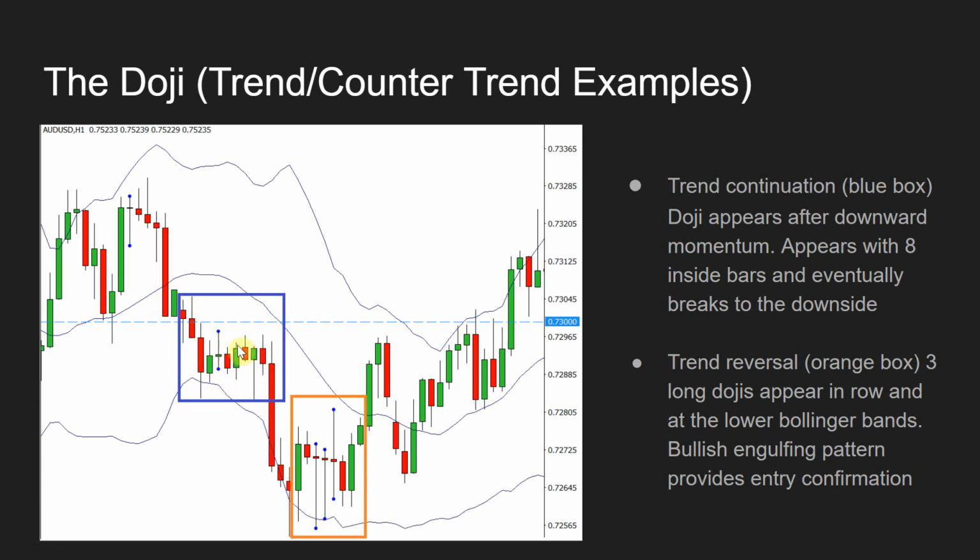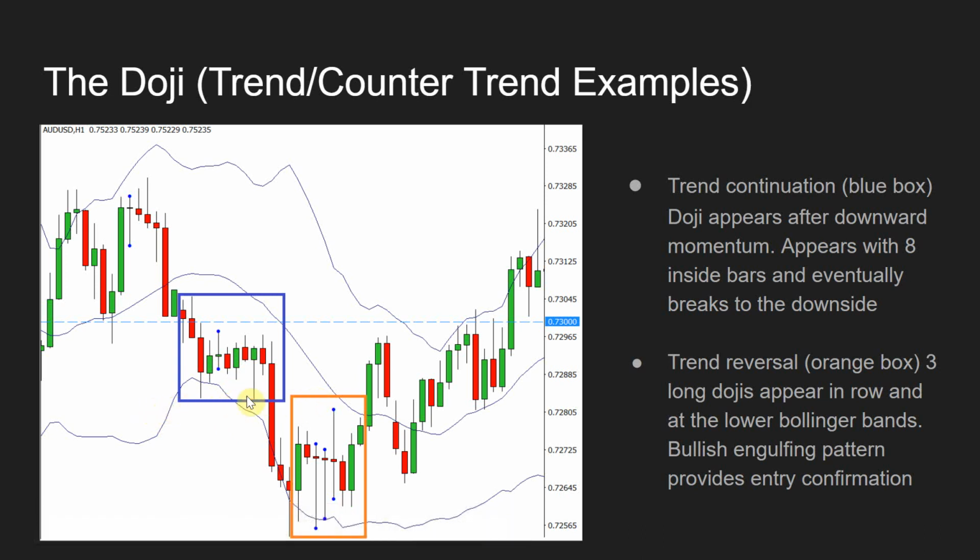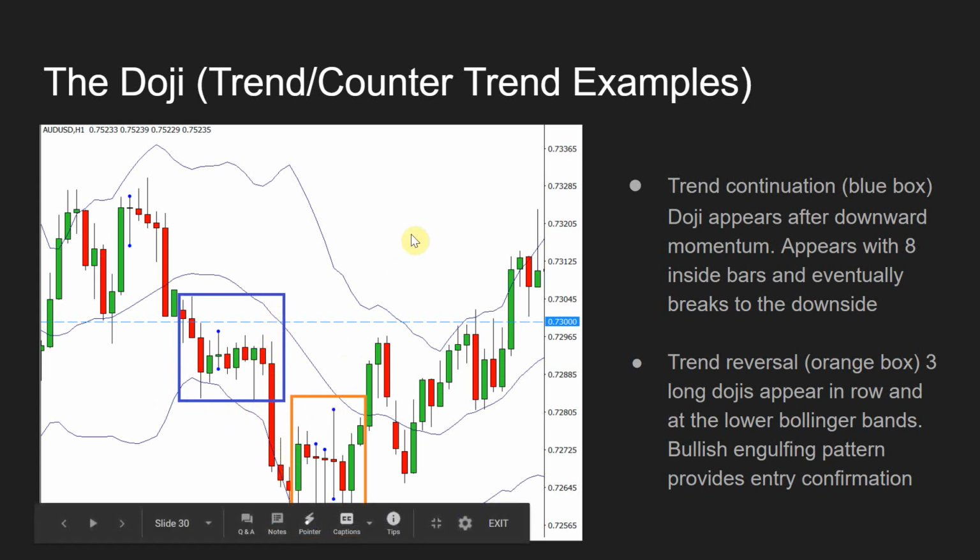But this doji gave us that confirmation that there was indecision, and if we had the inside bar and the doji settings on, we then could have utilized both these candlestick patterns to tell us that story. So when we saw this doji and we've got these two inside bars, by the time the doji formed, we can create a line below this low and get triggered into the trade when that happens. And as you can see, price then continues to go down.